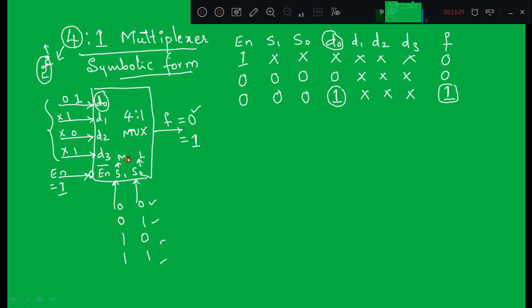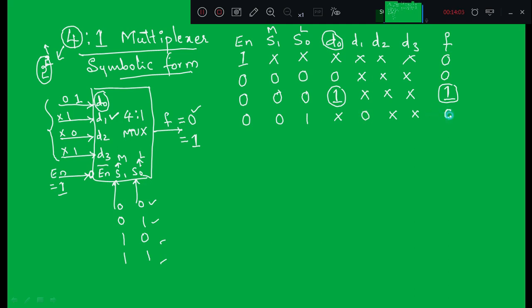If you want to use this as a 4:1 mux, enable has to be kept equal to 0. Otherwise, if I make enable equal to 1, then that particular multiplexer is disabled, so it will not work as a multiplexer. In that case, output will remain as 0. Now I'll take S1, which is MSB, and S0, which is LSB, as 0 1. So 0 1 means which data line is selected? It will select data line D1. So whatever may be the values of D0, D2, D3, it will select only D1.